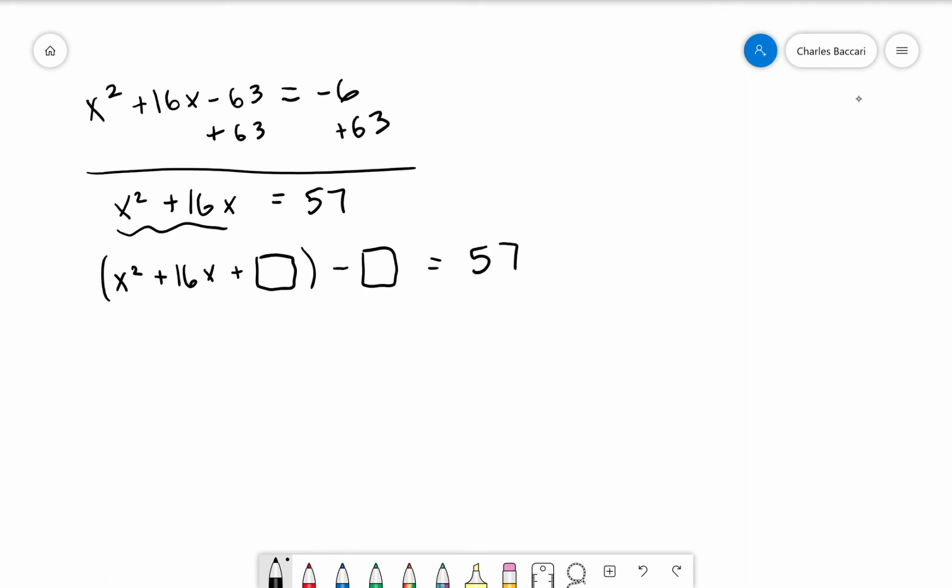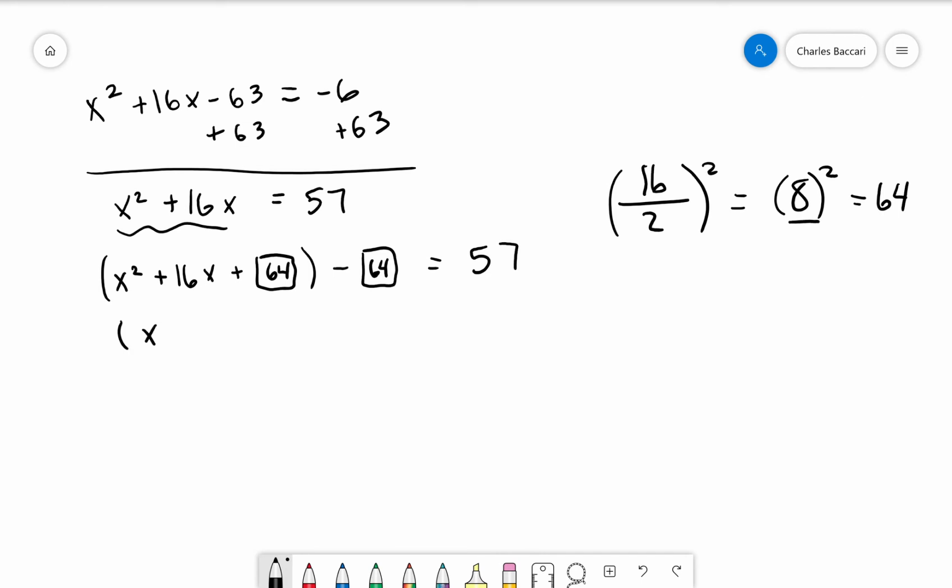So if we do this, we have 16 divided by 2 squared being equal to 8. Notice I wrote this down, positive 8. I want that because I'm going to factor this, so we're going to do 8 squared, which is equal to 64, plus 64 and minus 64. And so this is going to simply factor as x plus 8 squared minus 64 is equal to 57.